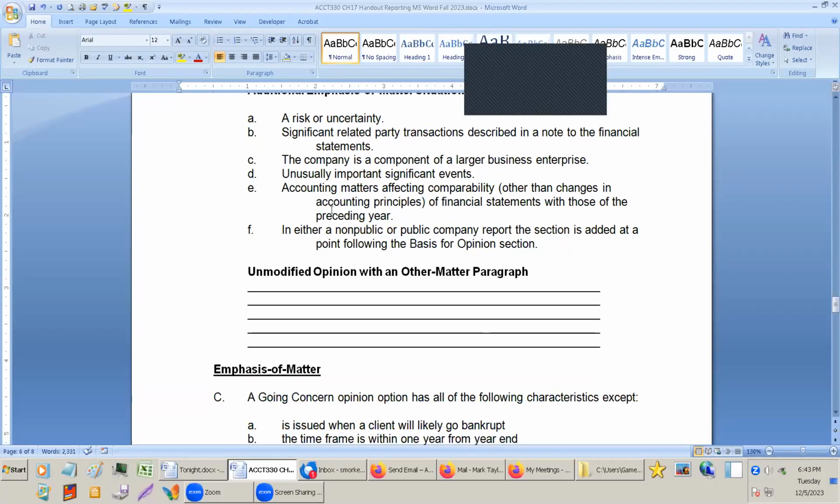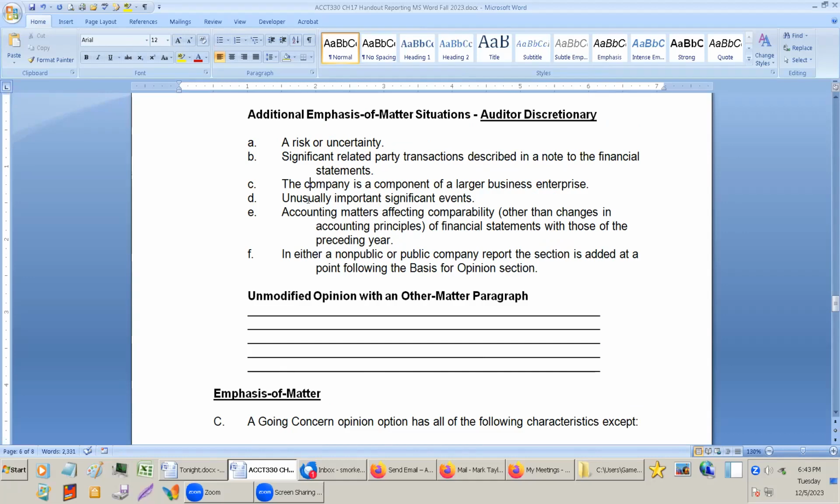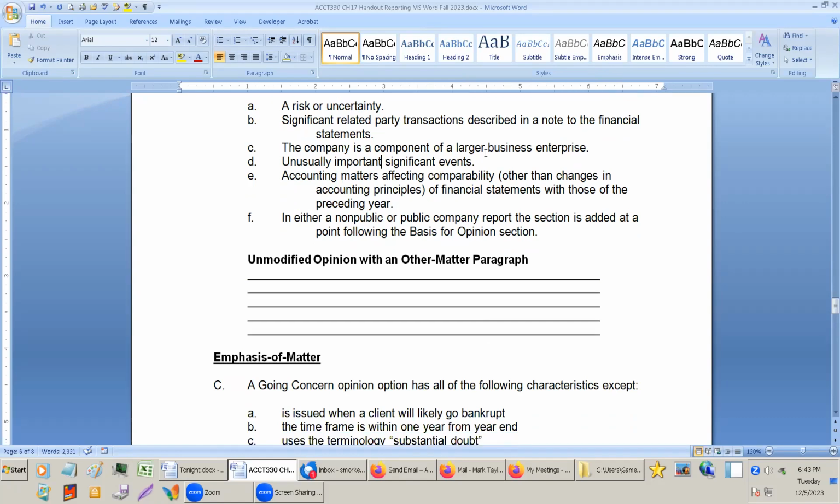Now, you don't report on that usually. If there is a specific risk that is more than what you would think it would be, then you put it in. But generally speaking, for normal risks of the business, you don't put those in. Okay, the company is a component of a larger business, so it's owned by somebody else. Significant events, whatever those are. It could be natural disasters. It could be maybe the government made one of their products illegal, or a big law, whatever it is.